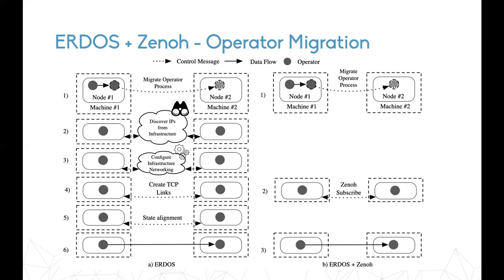While when we want to migrate an operator using ERDOS plus Zenoh, the situation becomes far simpler. We trigger, of course, the migration process. Once the migration is done, we can just have a new subscription, and then the data will flow. The state alignment comes for free in Zenoh because, as I said, we have distributed storages, so we have the possibility to regularly checkpoint the state of the operator and recover it directly when we are migrating. And that is also transparent for the operator itself because everything in Zenoh is named data, which means that the operator will describe its state with a name and will be able to recover its state independently of where the operator is residing and where the state is residing.